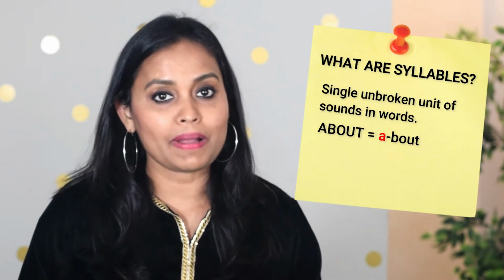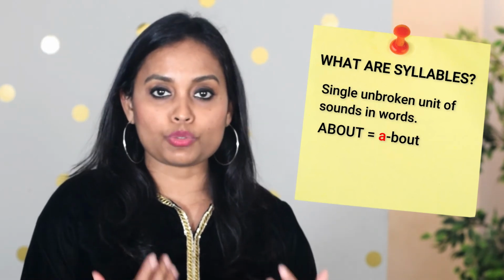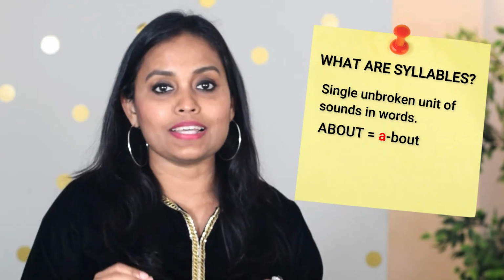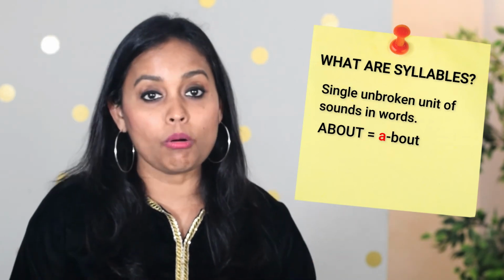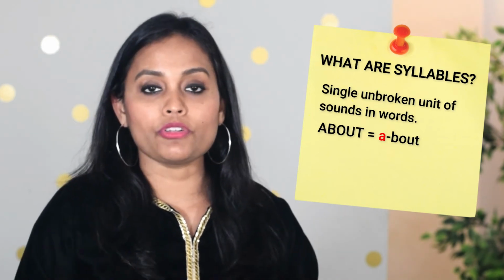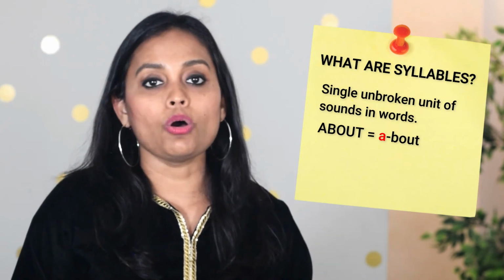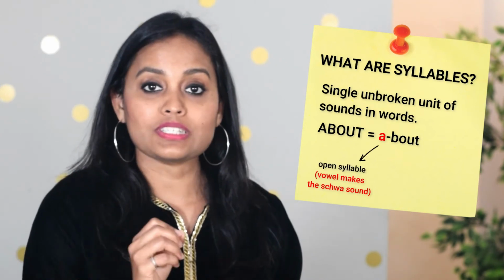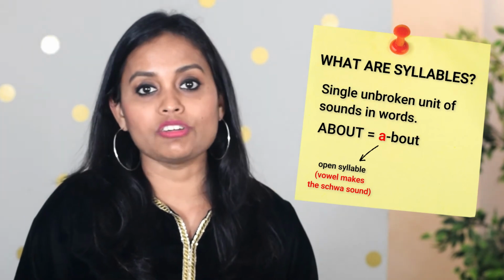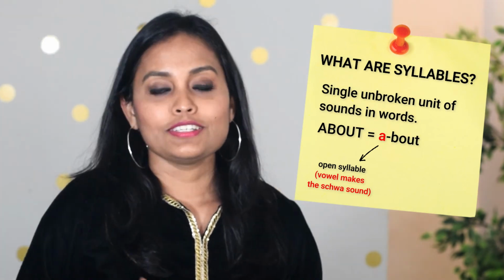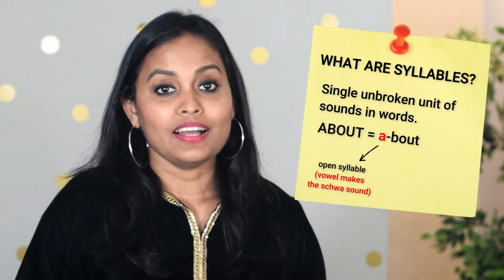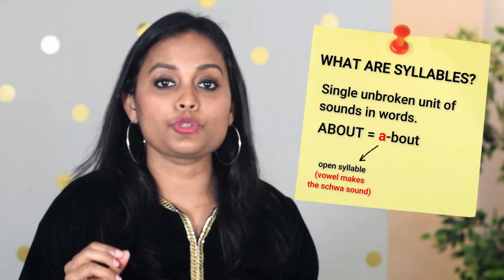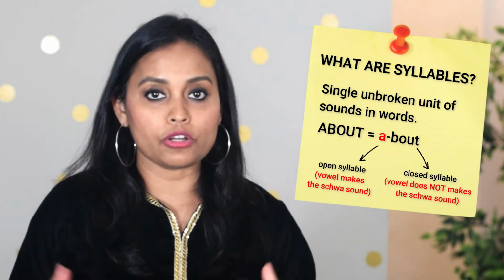Anyway, the reason why it is important for your child to learn about syllables when it comes to the schwa sound is because the schwa sound usually occurs in an open syllable, meaning the syllable that ends in a vowel. So in the word about, the first syllable is an open syllable because it has only 1 vowel. So it is a schwa. The second syllable, however, ends with a consonant, so it is a closed syllable.